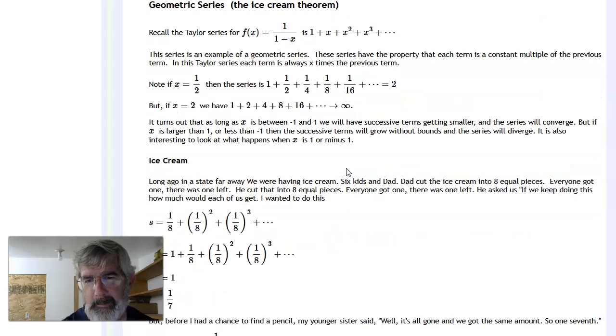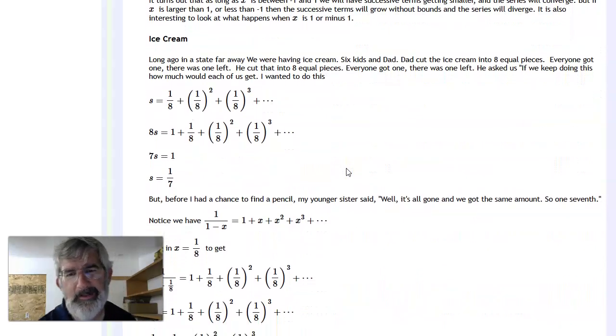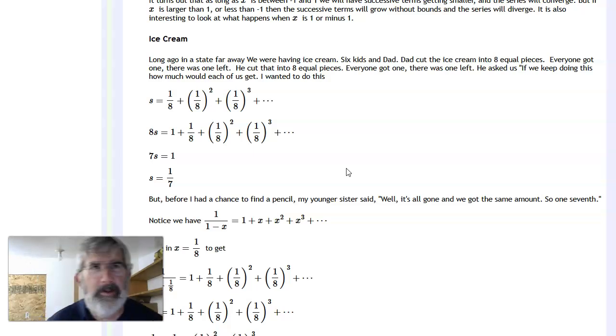Now here's the ice cream story. This is where I think of this as the ice cream theorem. Long ago, in a state far, far away, I was a young lad. And I want to say I was probably maybe 7th grade at the time. Maybe 6th grade, I don't know. But we were having ice cream one night, and Dad had gone out and bought one of those half-gallon blocks of ice cream from the local store.